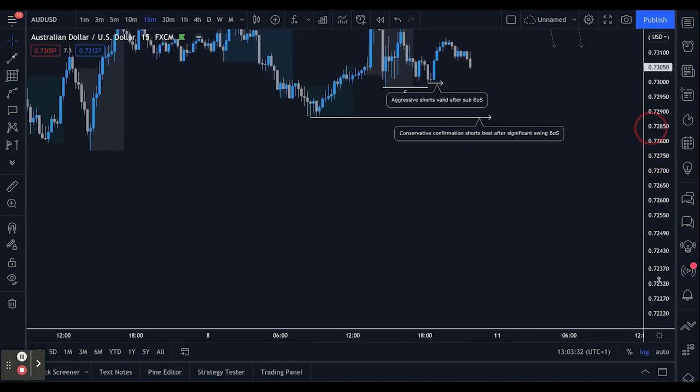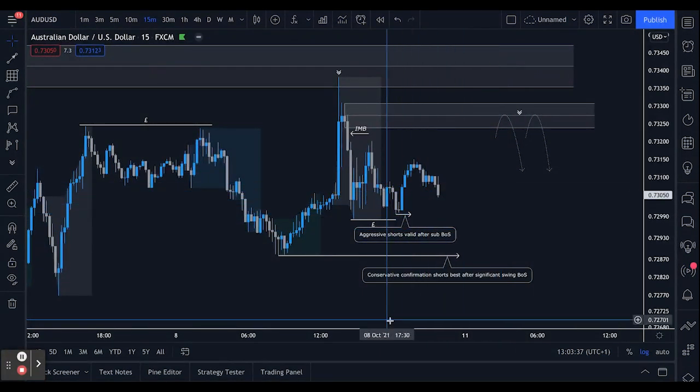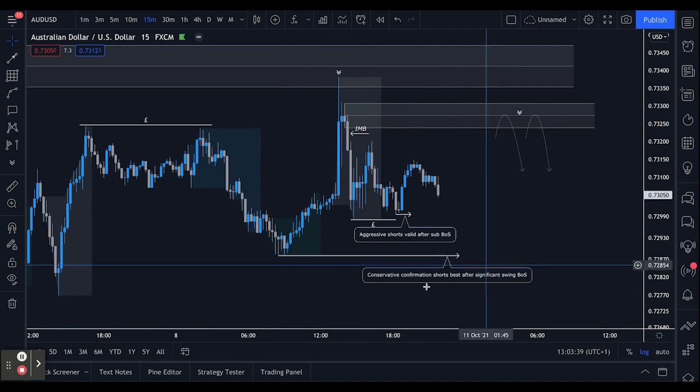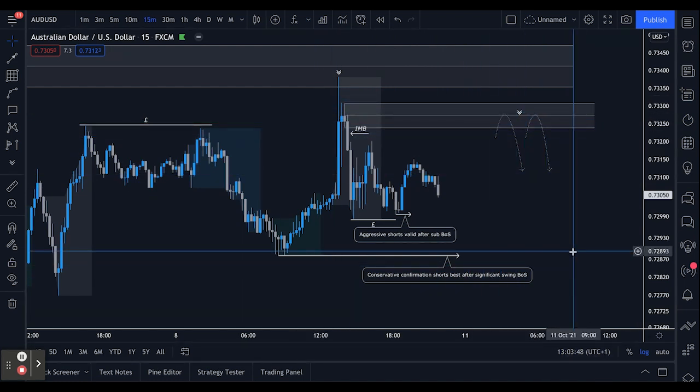So just a real quick recap then. On AUD, we want to sell this thing down, but first of all, we're looking for a substructure break for an aggressive short, or a swing structure break for conservative shorts. We want to see breaks there or breaks there, and then we can look to sell from this area and swing that through towards 0.7150.